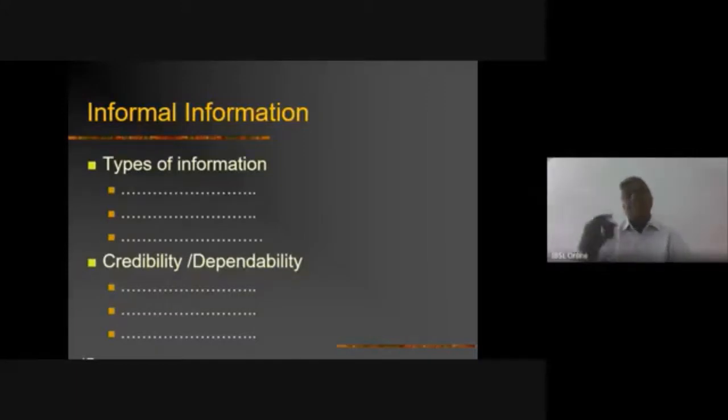Yes. So maybe that type of information. The credibility or dependability of that information depends on the source from where you are getting it. You have to decide whether you can depend on it. So this is also another important thing, informal information. In management, they call it grapevine information. So this informal information also you have to consider.